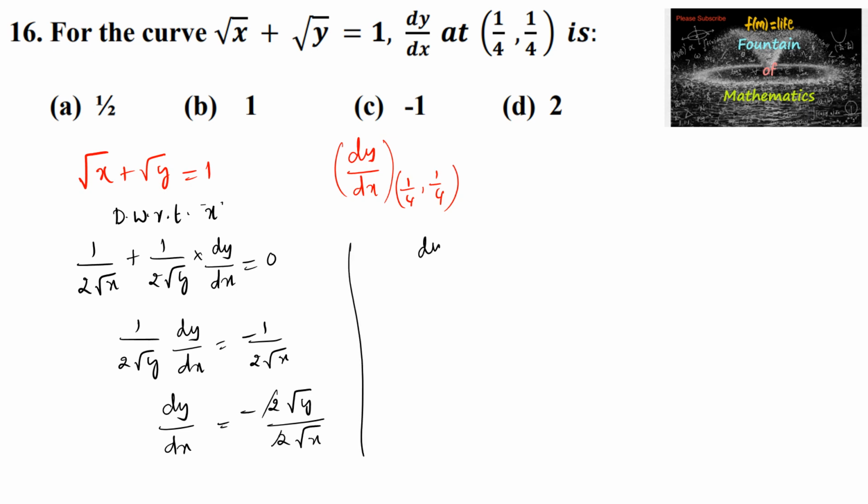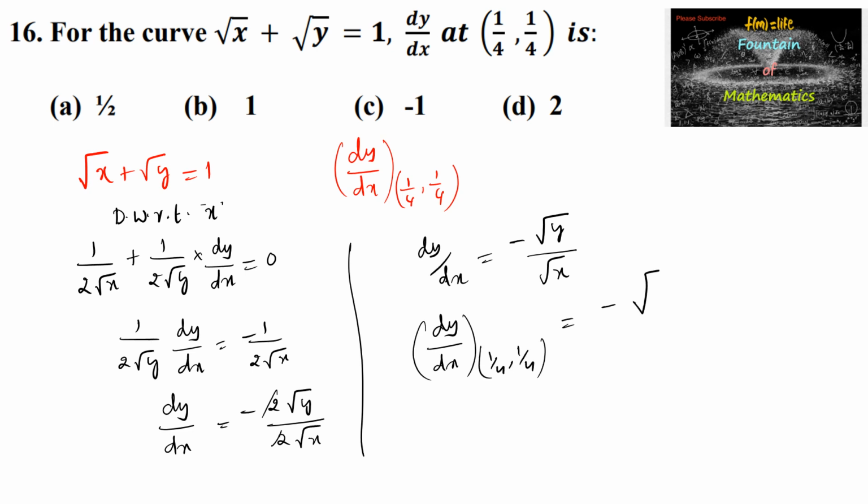or dy by dx is equal to negative of root y upon root x. At the point 1 by 4 comma 1 by 4, we can write negative of root of 1 by 4 divided by root of 1 by 4, which is equal to minus 1. So dy by dx at the point 1 by 4 comma 1 by 4 is minus 1, which is option C.